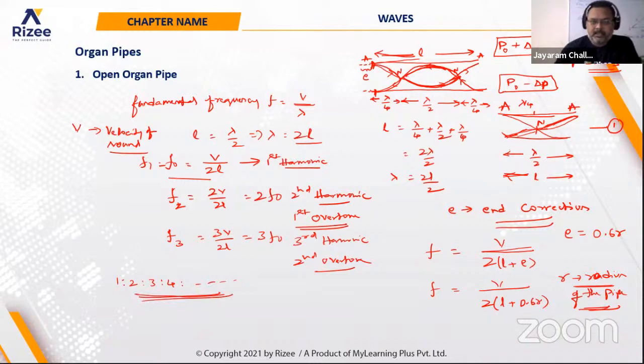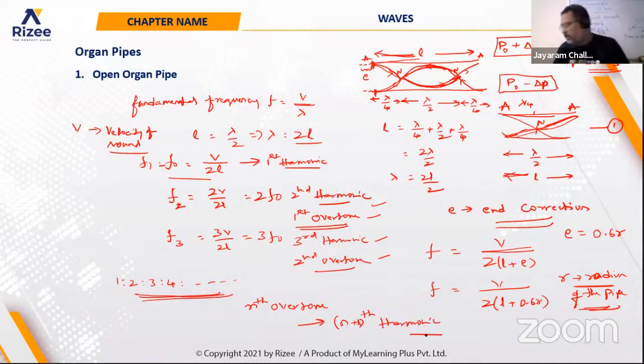So please be careful of this one. Your second harmonic is called the first overtone, and the third harmonic is called the second overtone, in the same sense. That means the nth overtone is equal to the n plus 1 harmonic. Okay, so this is your relationship, please.